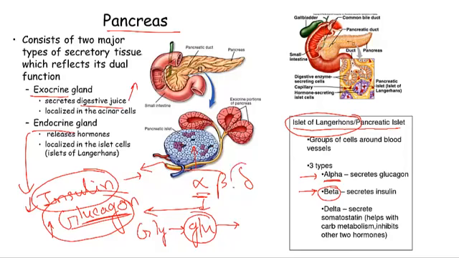The third type of cells, delta cells, produce somatostatin, which inhibits the activity of both insulin as well as glucagon hormone, and it also regulates the process of carbohydrate metabolism a little bit.